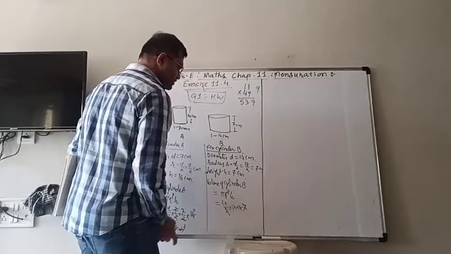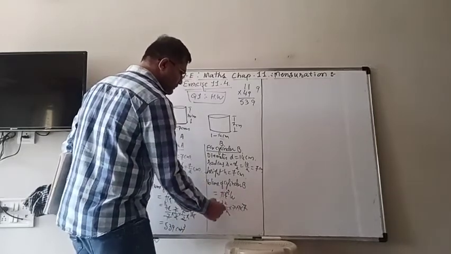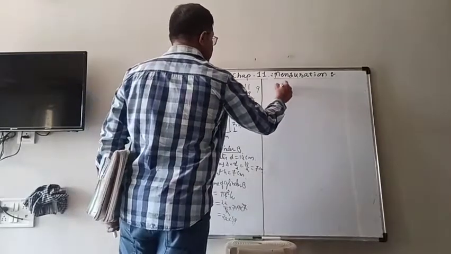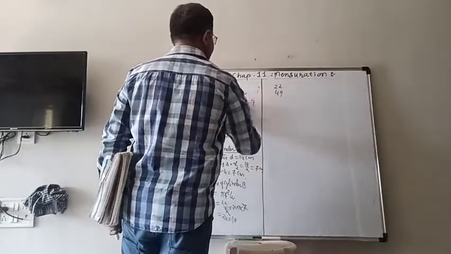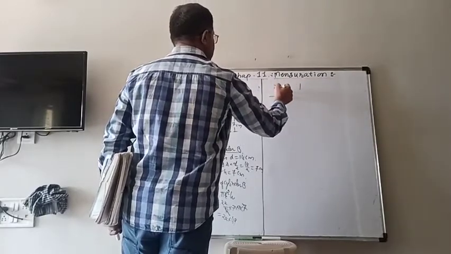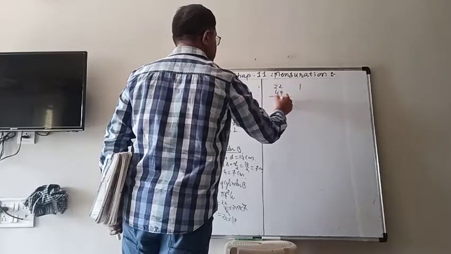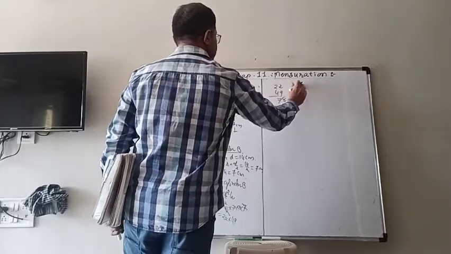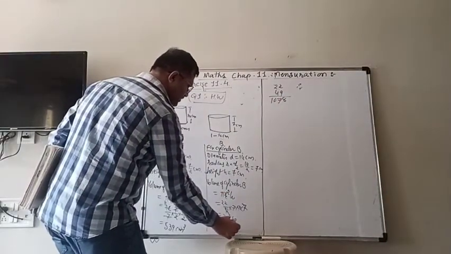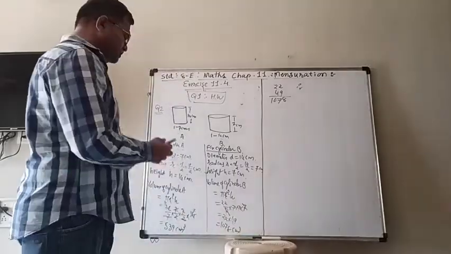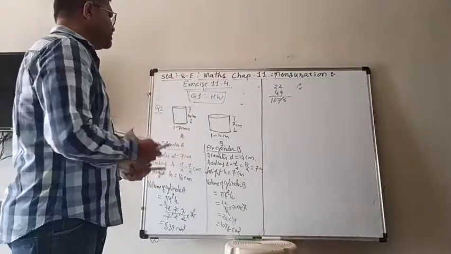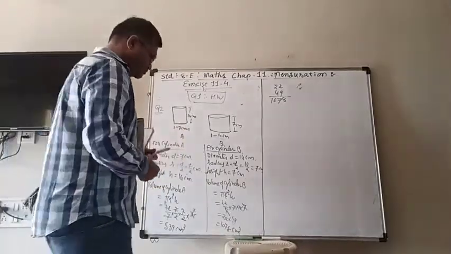7 and 7 are cancelled. 22 multiplied by 49. So now 22 multiplied by 49. 9 twos are 18. 1078 centimeter cube. And as I told you in the beginning also, it seems that cylinder B has more volume.